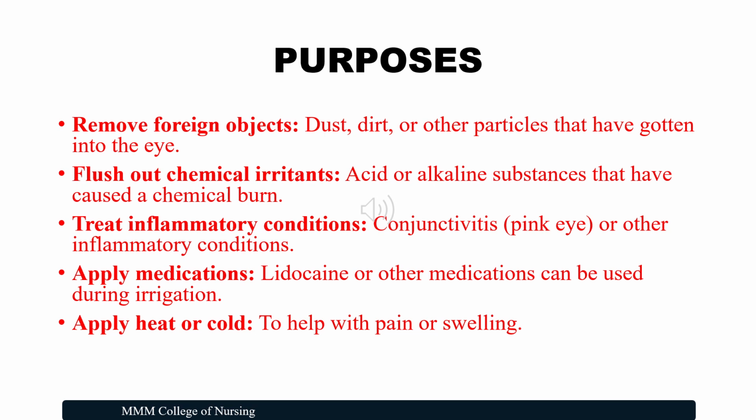The next purpose is to treat inflammatory conditions. Inflammatory conditions like conjunctivitis, that is, pink eye, or any other inflammatory conditions can be treated. The next is to apply medication, such as lidocaine or any other medications that can be used during irrigation. To apply heat or cold, that is, if there is any pain or swelling in the eyes, as a remedy, eye irrigation can be used to apply heat or cold.